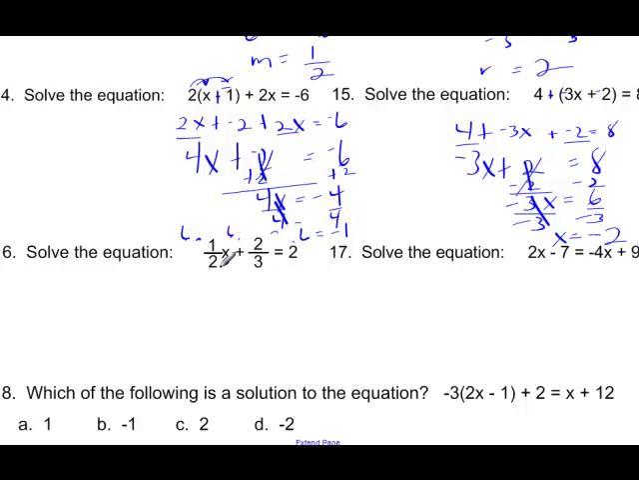6 divided by 2 is 3, and 3 times 1 is 3x. 6 divided by 3 is 2, and 2 times 2 is 4. 6 times 2 is 12. I'm not dividing. Okay, and there's my two-step equation.